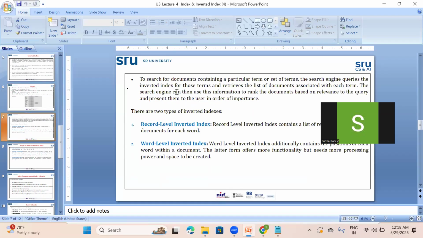Search for documents containing a particular term or set of terms. The search engine queries the inverted index for those terms and retrieves the list of documents associated with each term. The search engine can then use this information to rank the documents based on relevance to the query and present them to the users in order of importance.